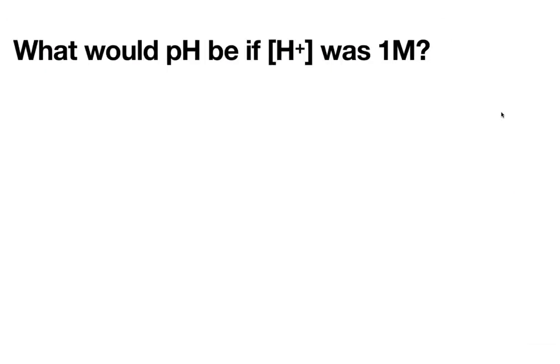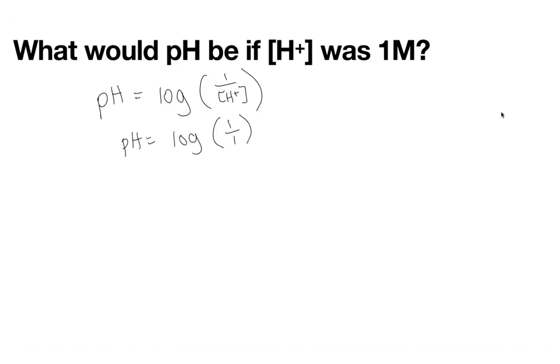And well, what would the pH be if the concentration of protons was 1 molar? So remember back to our good old pH. pH equals the log of 1 over our proton concentration. And if we're saying that our proton concentration is 1 molar, that would be log of 1 over 1, equals log of 1, equals 0. Yeah, I'd say that's not very reasonable.